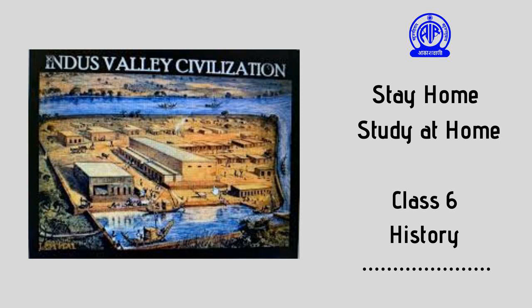Wheat, we eat atta; barley, jau; peas, mutter; pulses, rice, dal; sesame oil; linseed, alsi; and mustard oil. So whatever they ate, we eat it. Okay, so that's nothing different. Yes, whatever they grew, we also grow. Whatever they ate, we also eat.